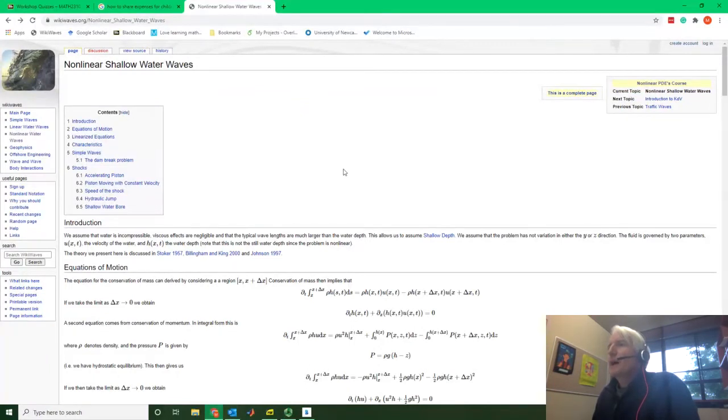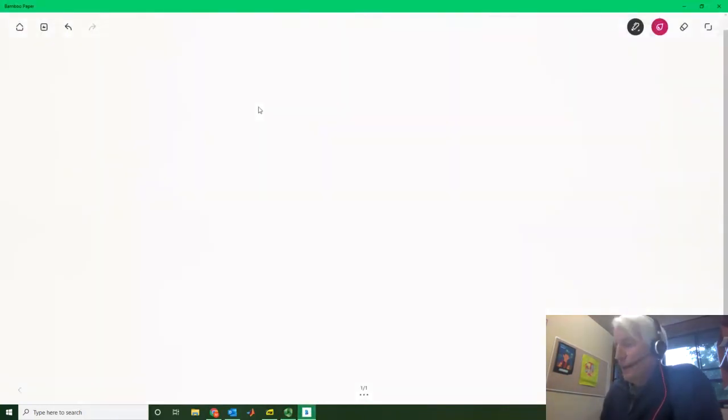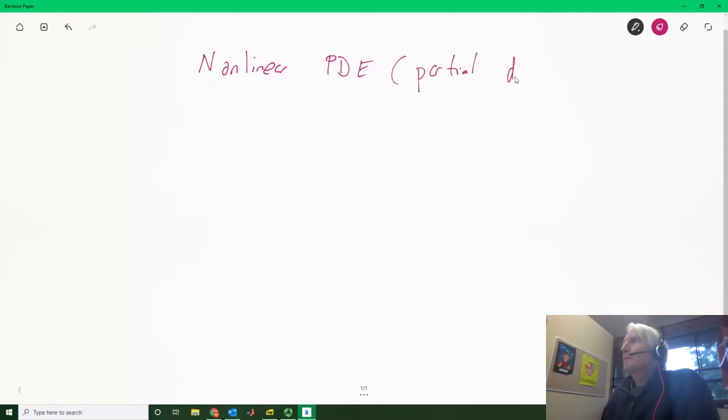There are a few things that unify this course, and we'll talk about that in a second. Let's just get started. The course is called Nonlinear PDEs, PDE meaning partial differential equation. I'm going to use this little pad here to write some of our stuff down as though it's a whiteboard.